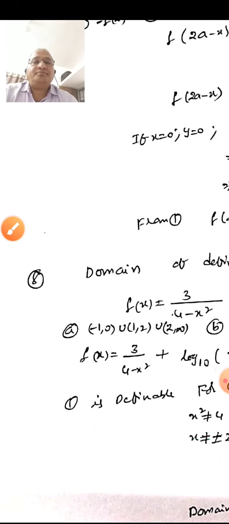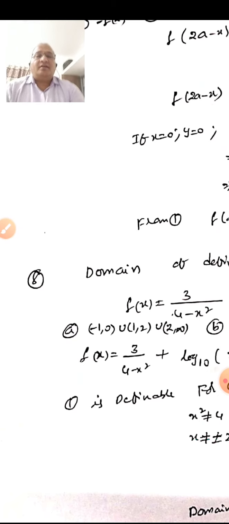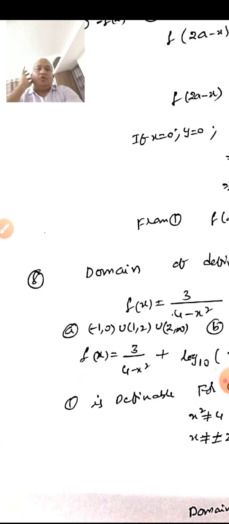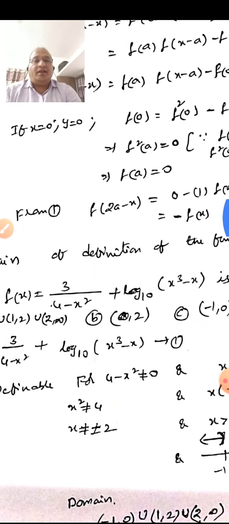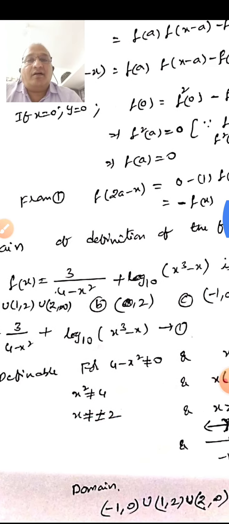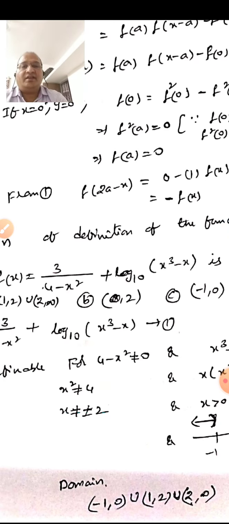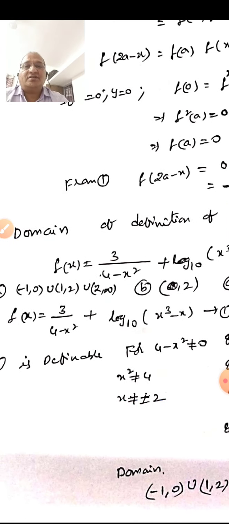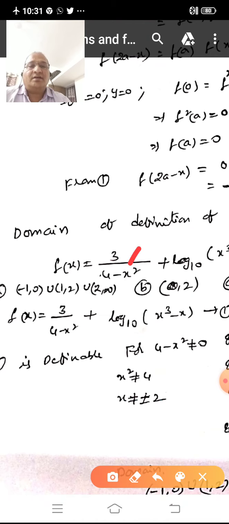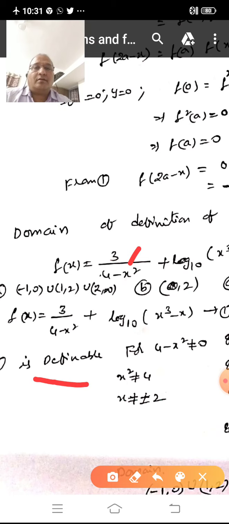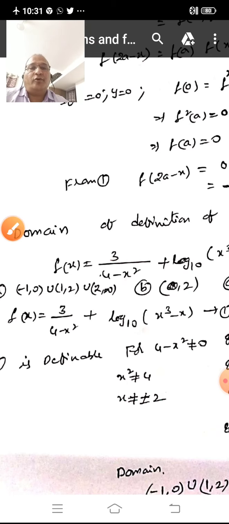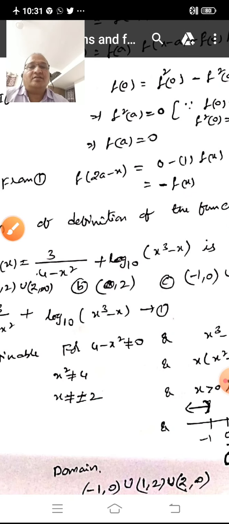Next, eighth one. Once again, domain problem. So domain of definition of the function means the function is given. Here also two functions are given. One is 3 minus 4x square. Another one is log with base 10 of x cube minus x.